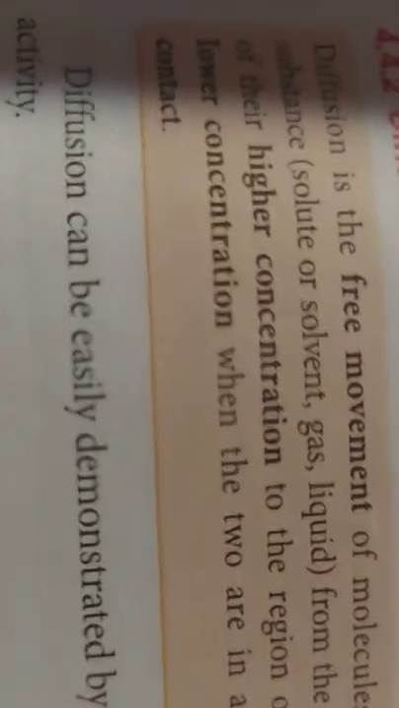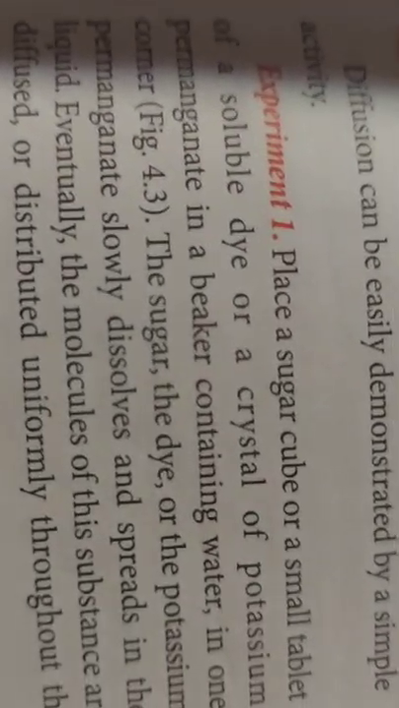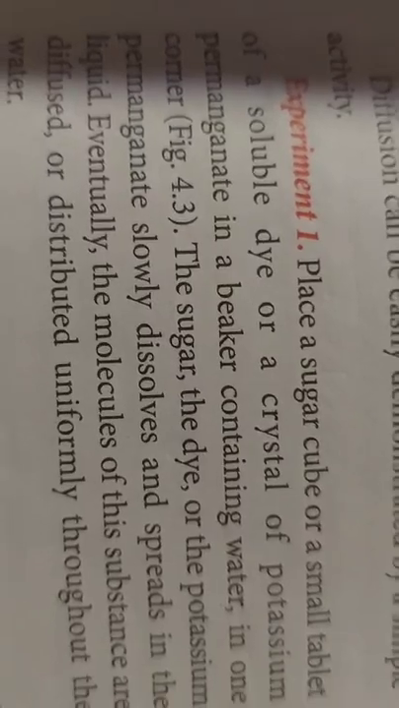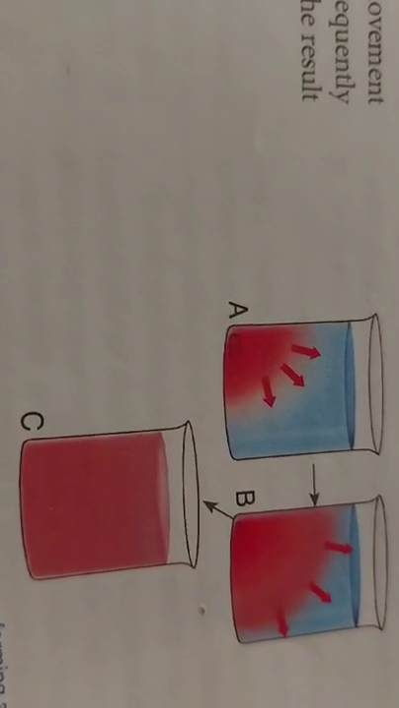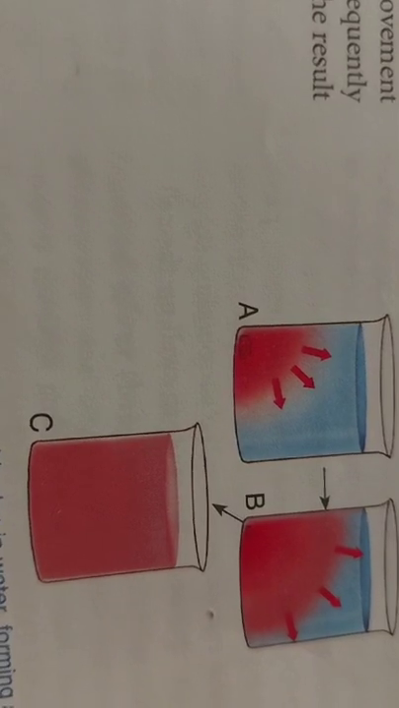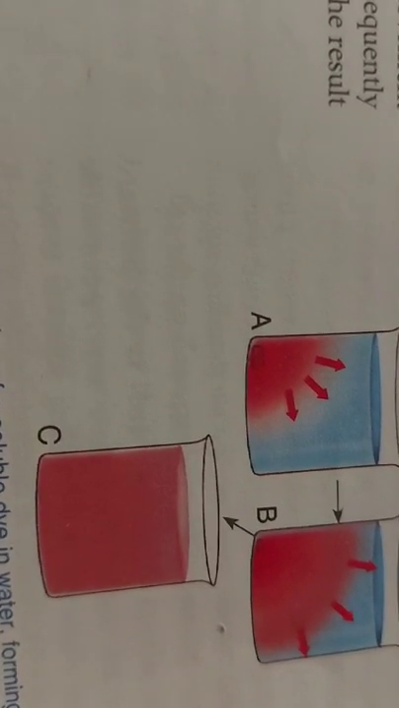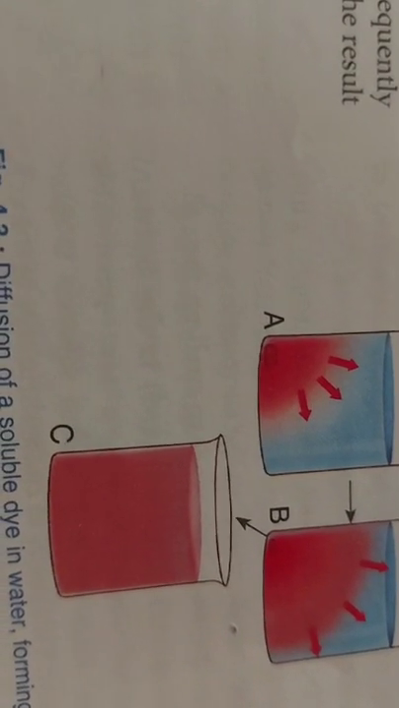Just like the example, if we put a small sugar cube or tablet in a beaker containing a crystal of potassium permanganate dye, then what is happening? The sugar is dissolved and spreads, and converts the color of the dye.